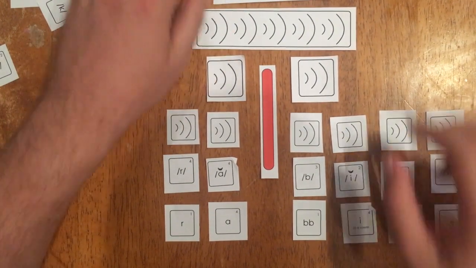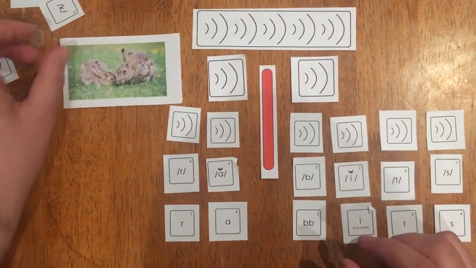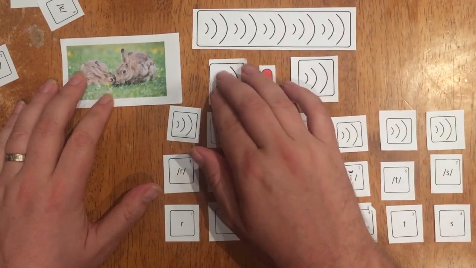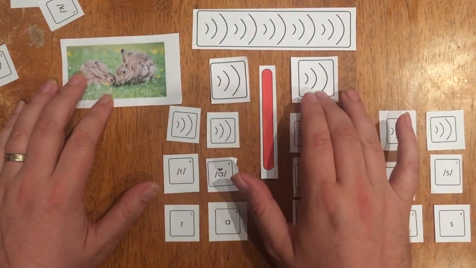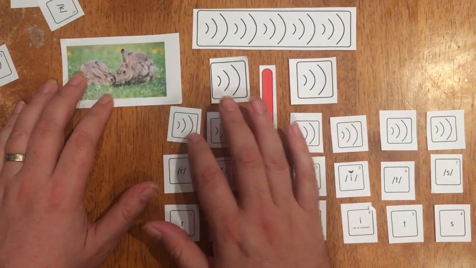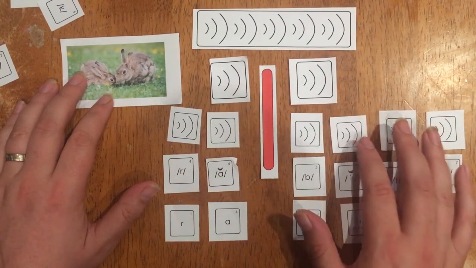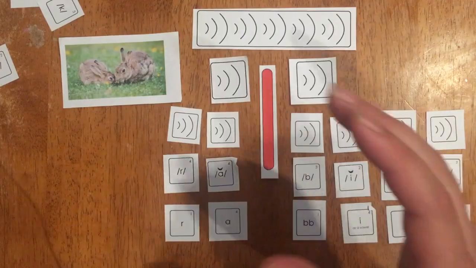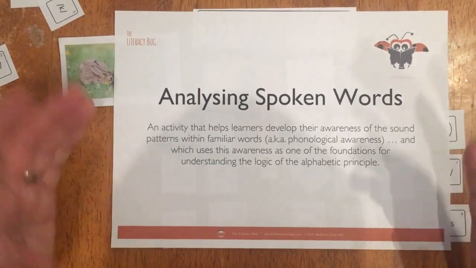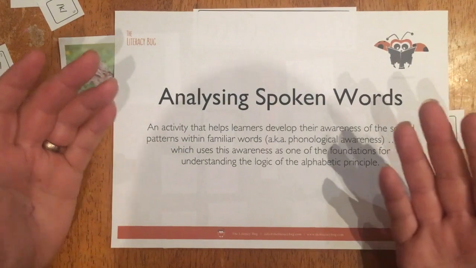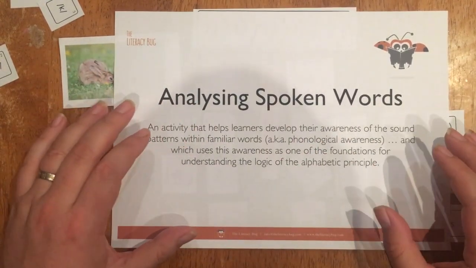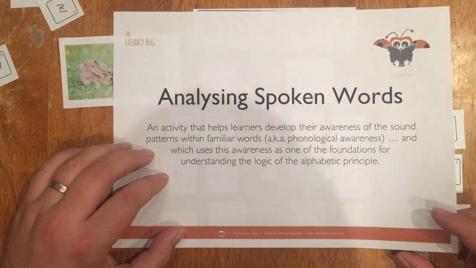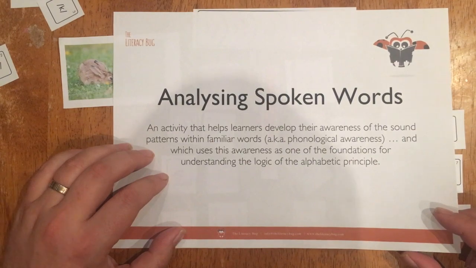So let's go back. I show the picture, in this case, a picture of the rabbits. We say the word as a whole, rabbits. Say it slowly, rabbits. What's the first sound? And so on. And so that's the logic behind the activity, analyzing spoken words. And obviously you wouldn't go through every step with learners of all ages. You're always being responsive to building upon the skills that the learner is tackling at that moment.